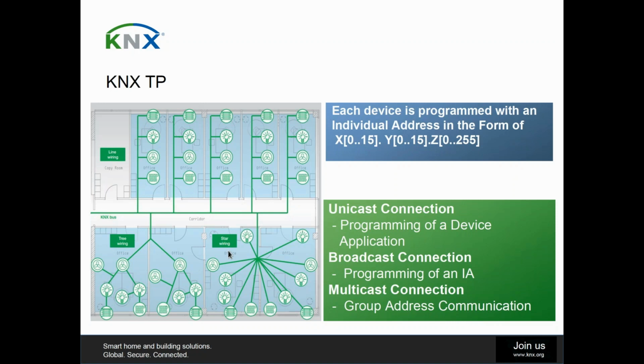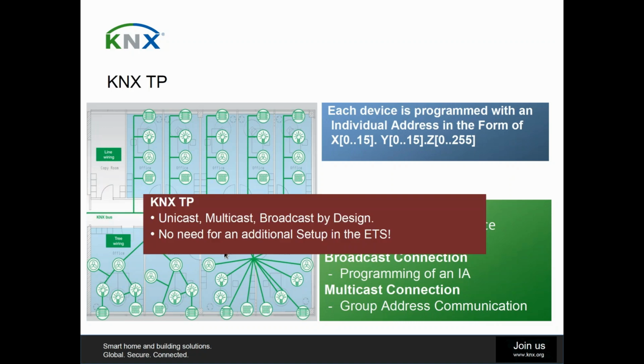And then there is, of course, the multicast connection, which is very common, known as the group address communication. So where you have, for example, one sensor communicating to 3 actors, and these 3 actors will, of course, as long as they are programmed on the group address, hear you. So what we can see is that in KNX TP, we have unicast, multicast, broadcast, and this is by design. So just depending on your addresses which you are downloading, everything is clear.